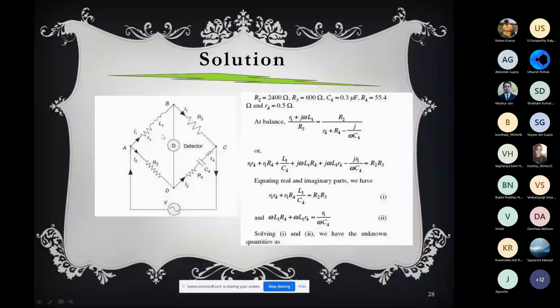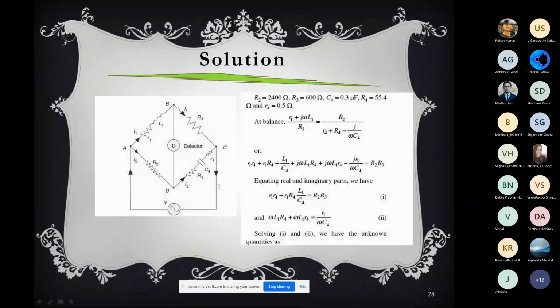So here it is written: R2 is 2400 ohm, R3 is 600 ohm, C4 is 0.3 microfarad mica capacitor, capital R4 is 55.4 ohm, and small r4 is 0.5 ohm.